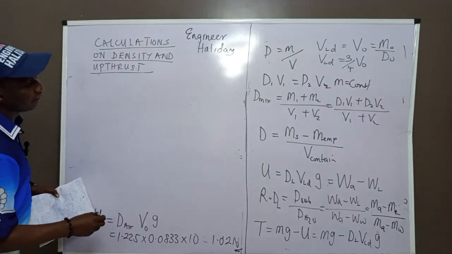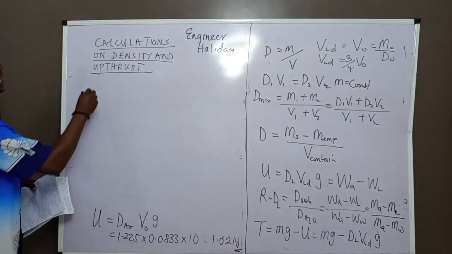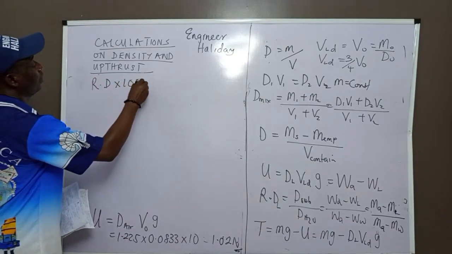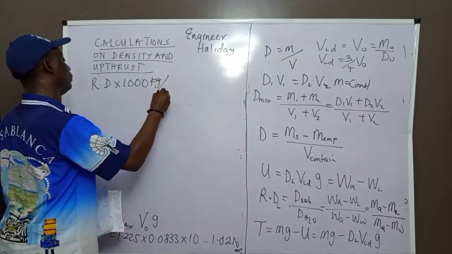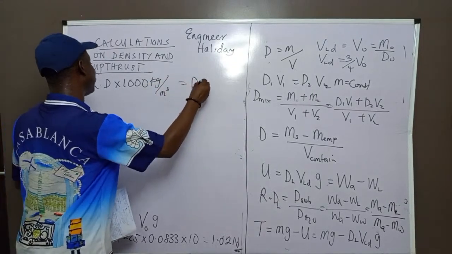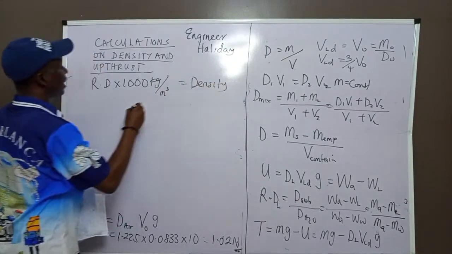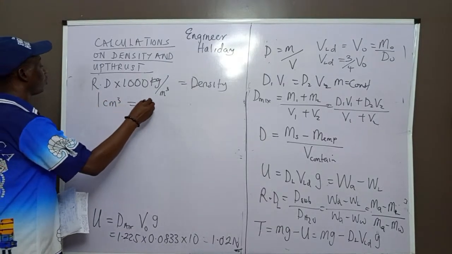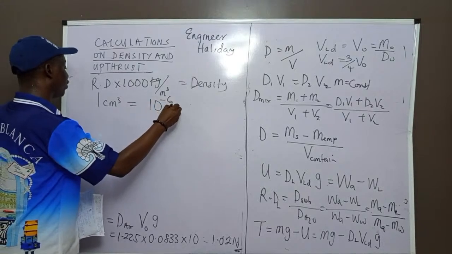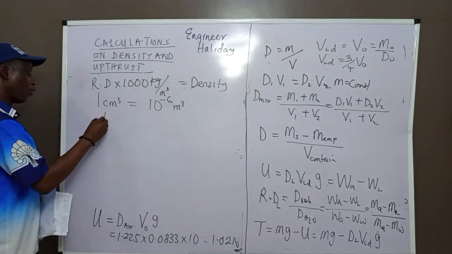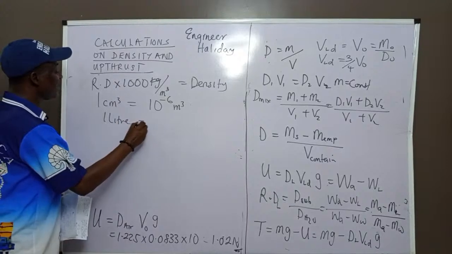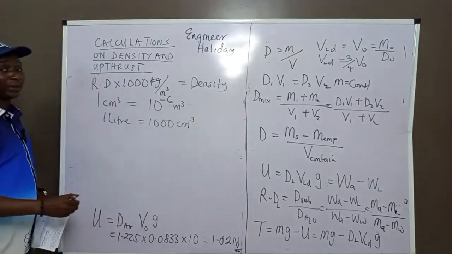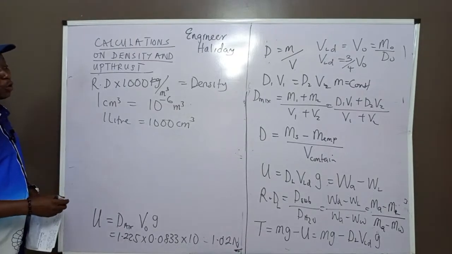So that is to say that relative density times 1000 kilogram per meter cube is equal to density. That is how to convert density. And don't forget, for volume, 1 cm cube is equal to 10 raised to minus 6 meter cube. Also, 1 liter is equal to 1000 centimeter cube. Please don't forget, very important, you know the conversions.